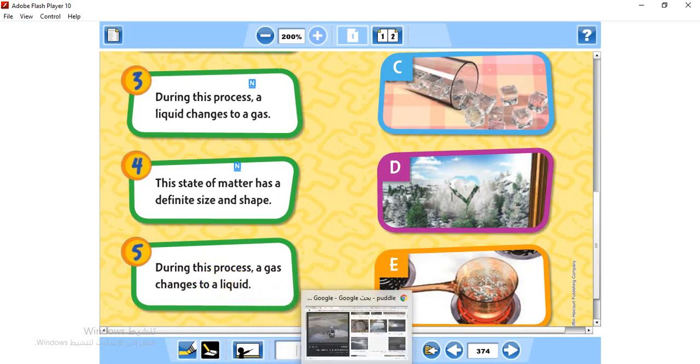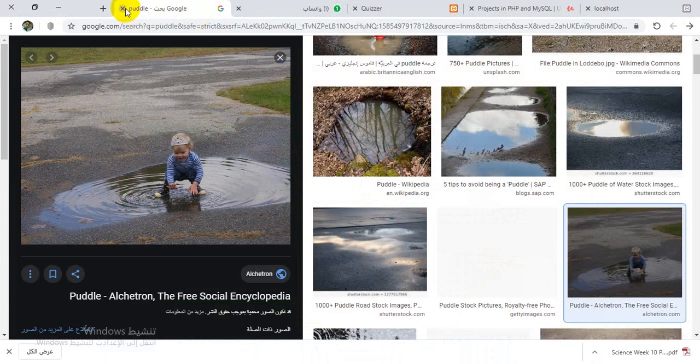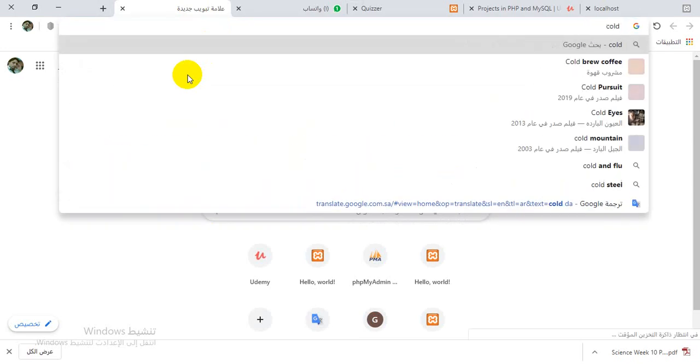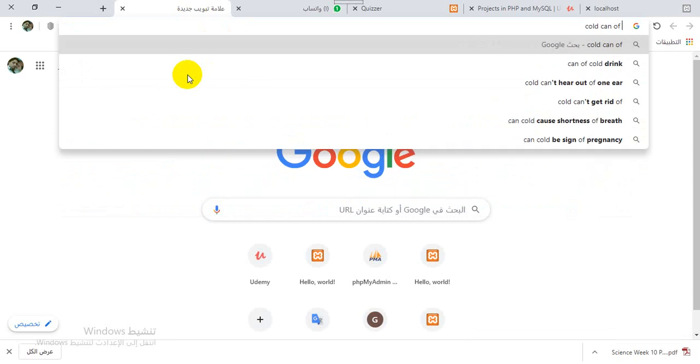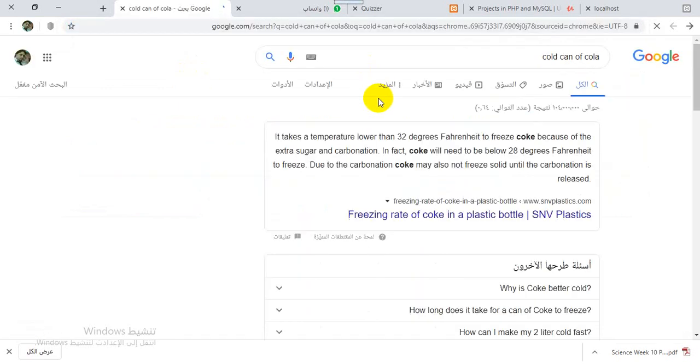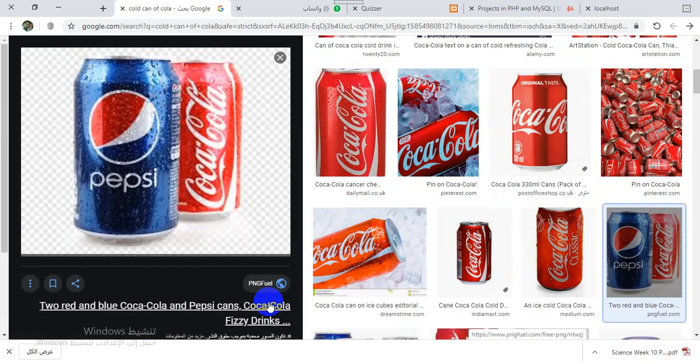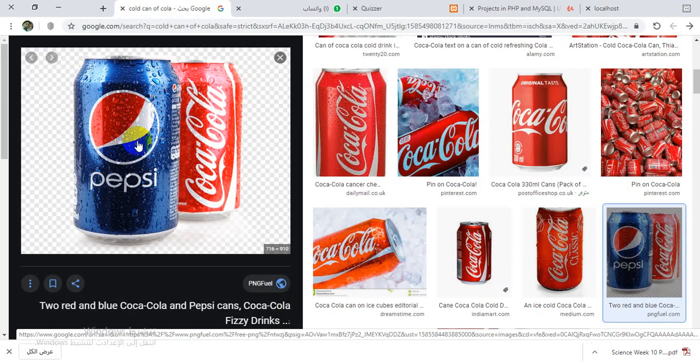If you remember that, I will show you the example here also to remind you what I am talking about. Here is condensation, like a cold can of cola. A cold can of cola is an example of what? Of condensation. So if you see the image here, see the droplets of water here. The droplets of water surrounding the can, or on the can, are an example of condensation.